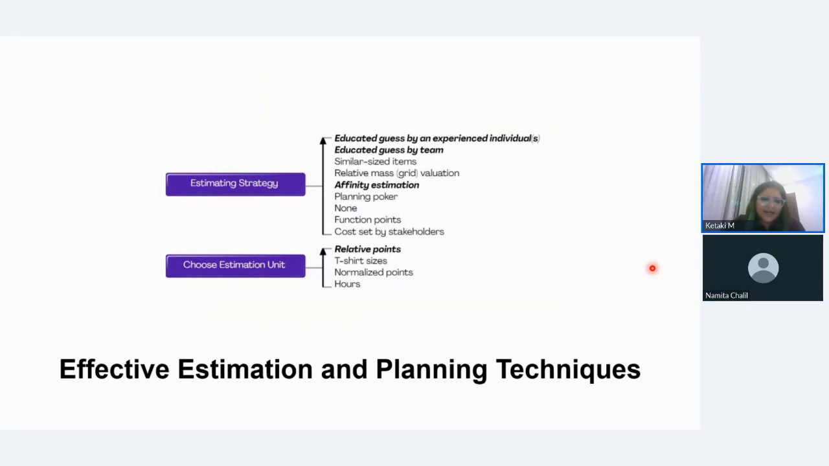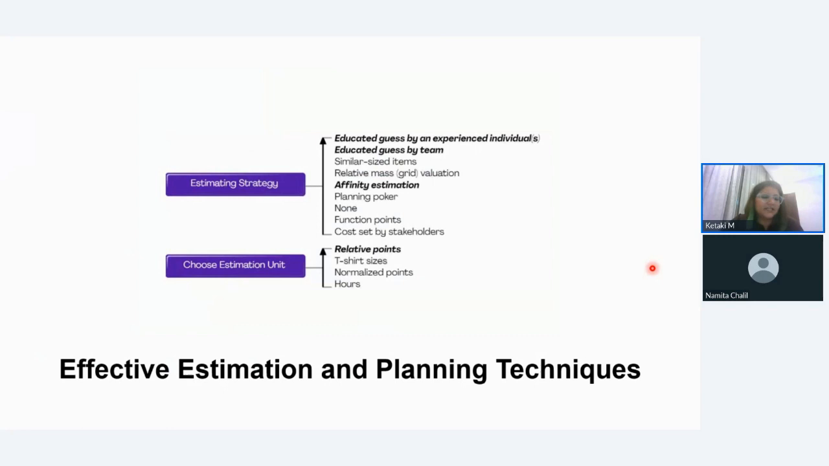The cost set by stakeholders: if your strategy is fixated on estimations based on cost set by stakeholders, it is introducing more hidden cost into your project because it is dependent on others' expectations of value delivery. Then you have function points. Then you actually do not use any estimation strategy, or the very popular planning poker, if you're using that, it is quite a good estimation strategy.